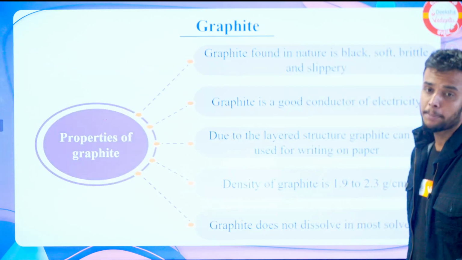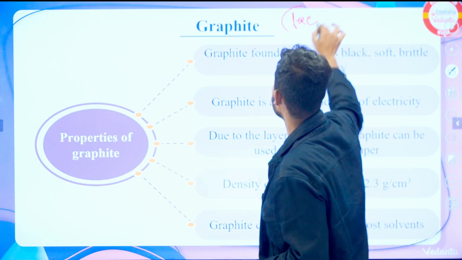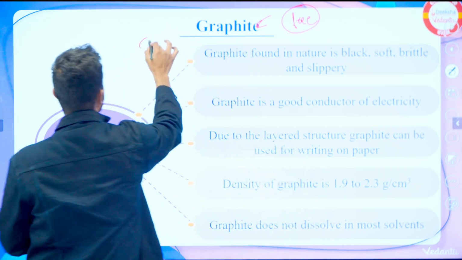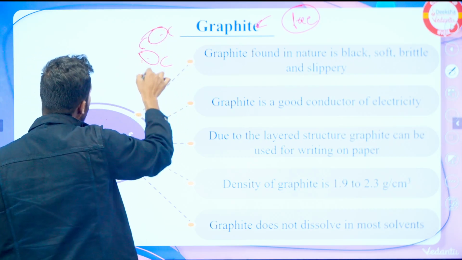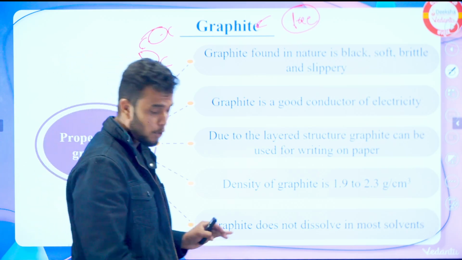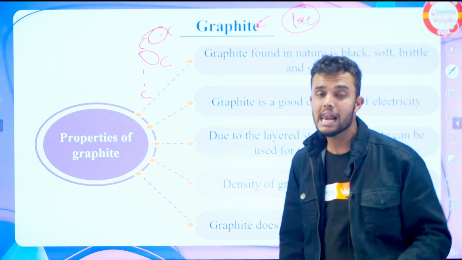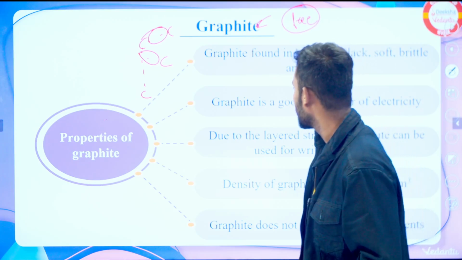And next, the properties. Students, in graphite we have a free electron. Why? Because one carbon forms bonds with three other carbons in the hexagonal ring, so one electron of each carbon is free. That's why graphite is used in many electrodes. Why? Because it is a good conductor of electricity. Very important. Note down this point.